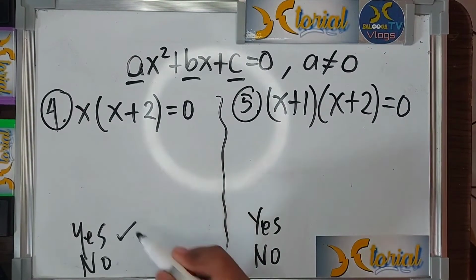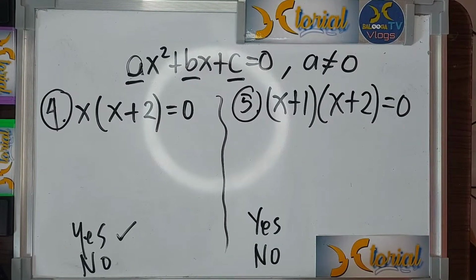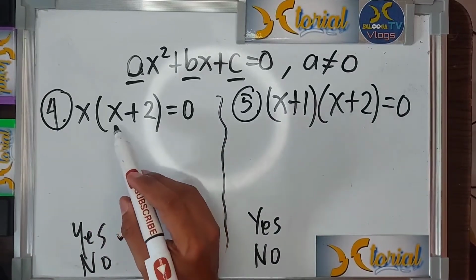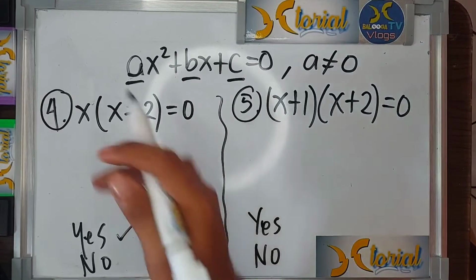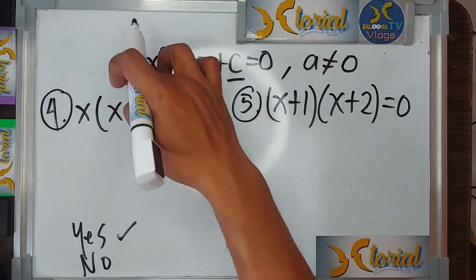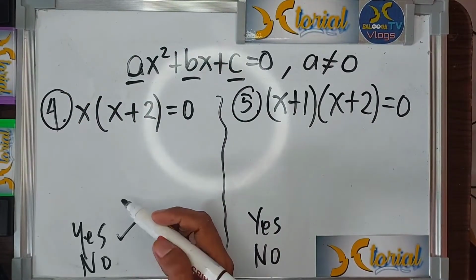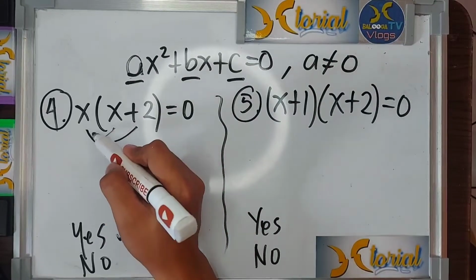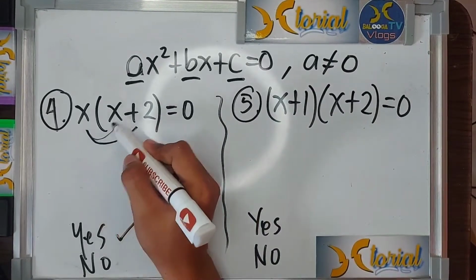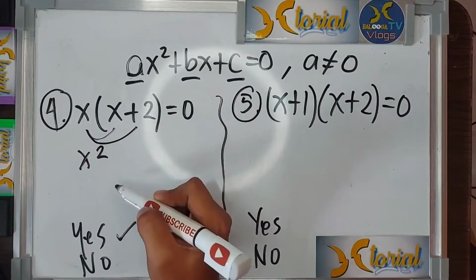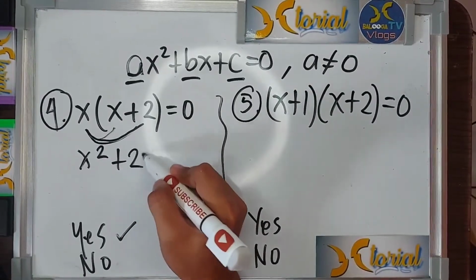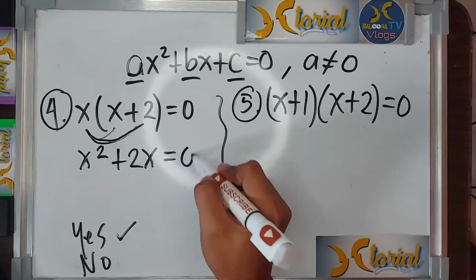The answer is yes. Sir, you said earlier that the highest exponent should be 2. Wala naman po kaming nakita sir na exponent ay 2. Pero kasi, kung titingnan mo dito, pwede natin siyang i-multiply. They are factors. So kapag pinag-multiply natin ito, we have x times x, we have x squared. X times 2, we have 2x equals 0.